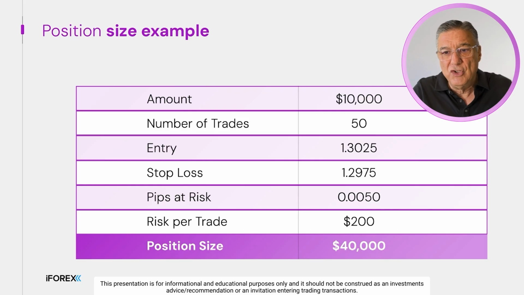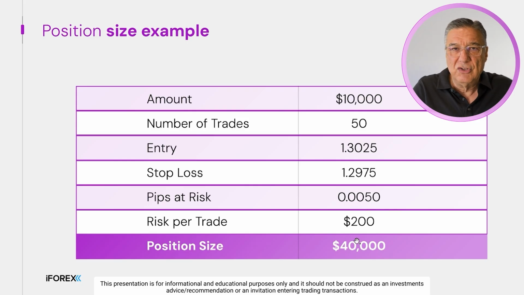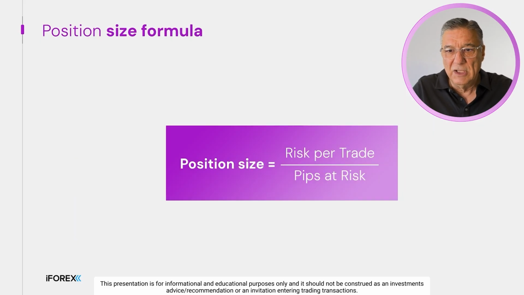So the equation is $200 divided by 0.005 is equal to the position size, to $40,000 in this case. Good. So the formula is position size equals risk per trade divided by pips at risk.